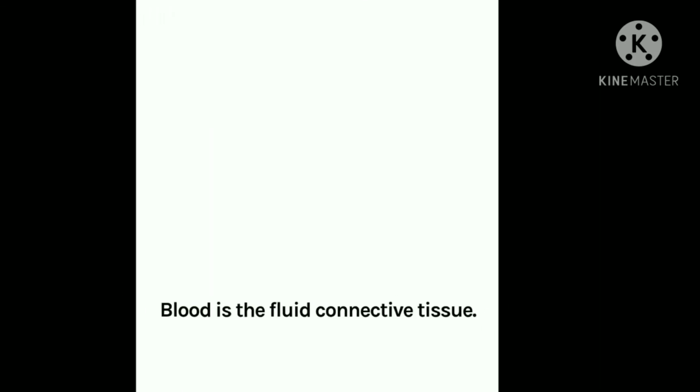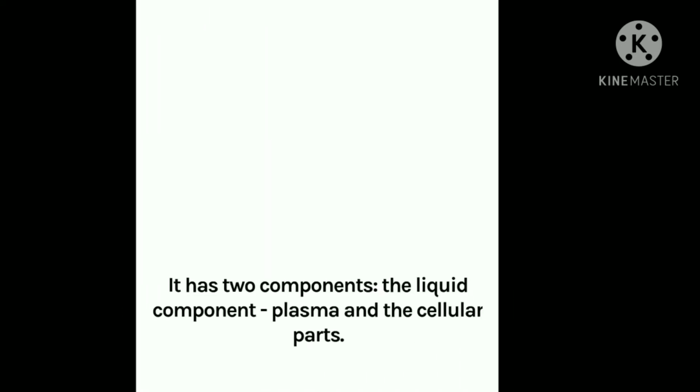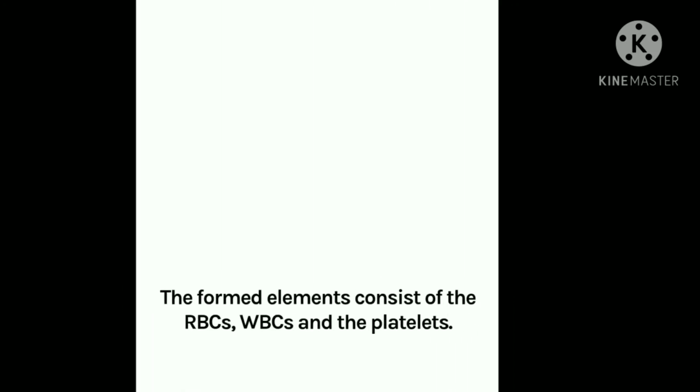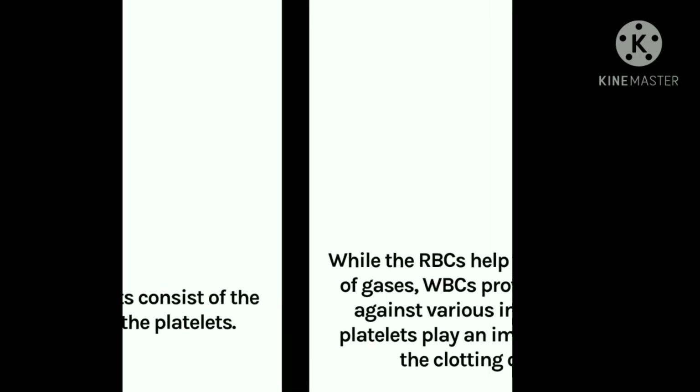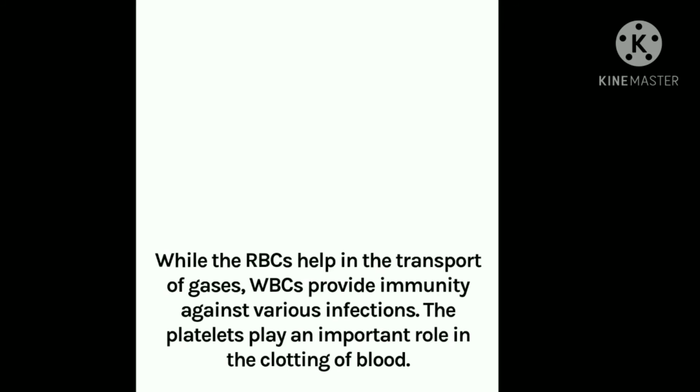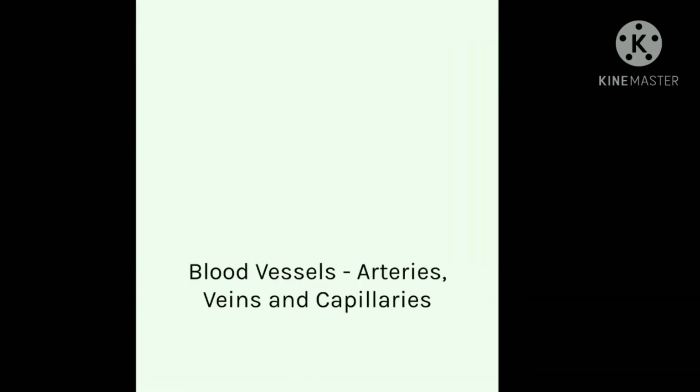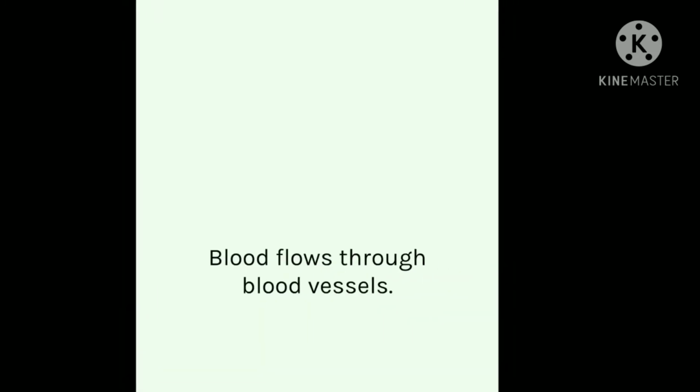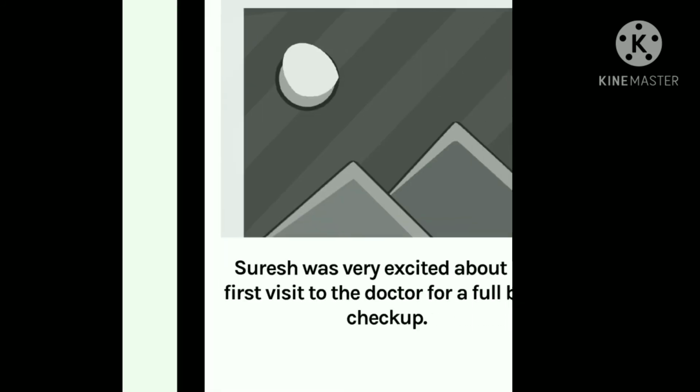Now let us review: blood is a fluid connective tissue. It has two components, the liquid component plasma and the cellular part. The formed elements consist of the RBCs, WBCs and the platelets. While the RBCs help in the transport of gases, WBCs provide immunity against various infections. The platelets play an important role in the clotting of blood. Blood vessels, arteries, veins and capillaries: the blood flows through blood vessels.